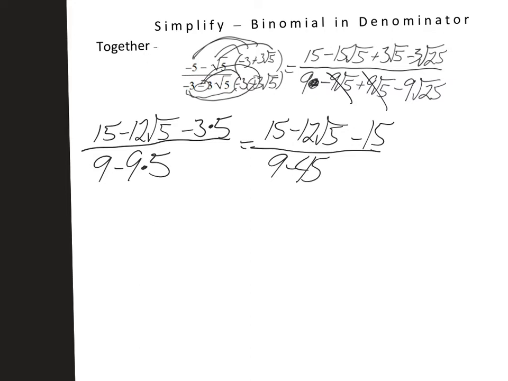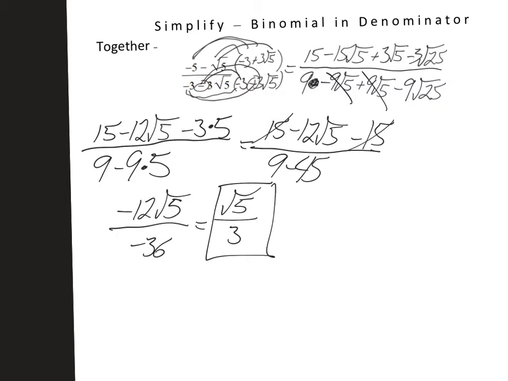We're going to have 15 minus 12 radical 5 minus 15 over 9 minus 45. So my final answer is going to give me, well, these two are going to cancel, so I have -12 radical 5 over -36. I can simplify this though, 12 and 36 both have a 12 in them. So let's divide everything by -12. Well, -12 divided by -12 is just a 1, so radical 5. -36 divided by -12 is +3. So that is what I was looking for.